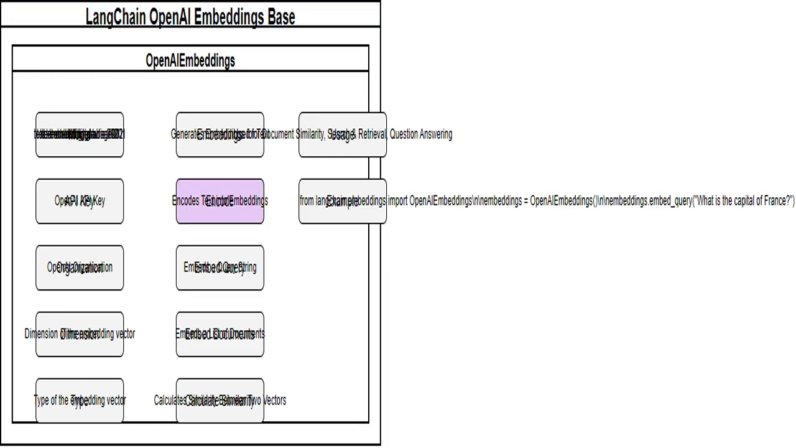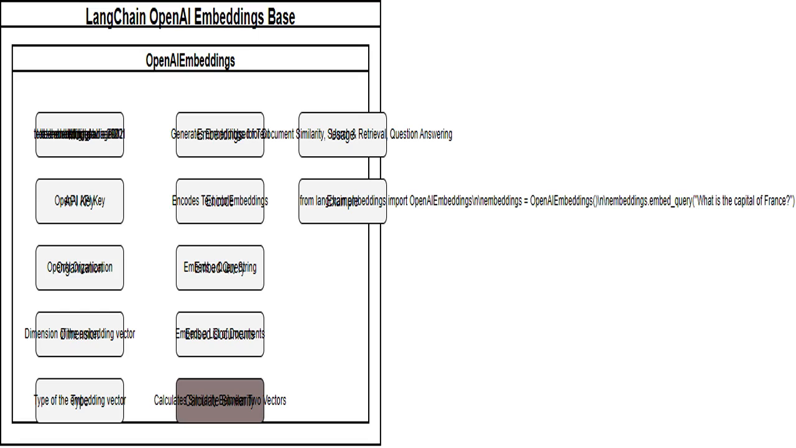Parameters. Encode. This subcomponent encodes input text into embedding vectors. Input text is passed to this subcomponent, which processes it and produces an embedding vector representation. Embed query. Embeds a query string into an embedding vector. A query string is provided to this subcomponent, which generates an embedding vector representing the query. Embed documents. Embeds a list of documents into embedding vectors. A list of documents is provided to this subcomponent, which generates embedding vectors for each document.